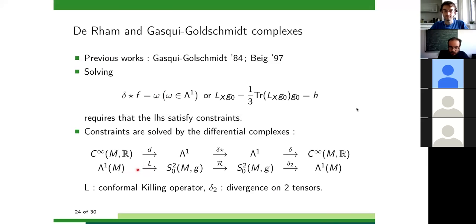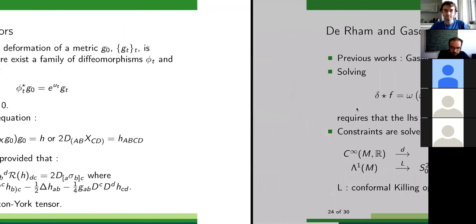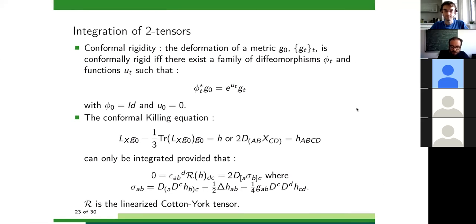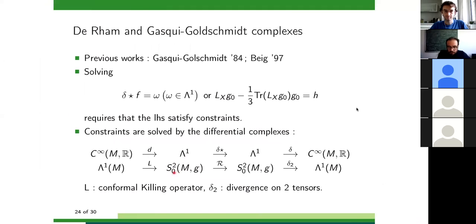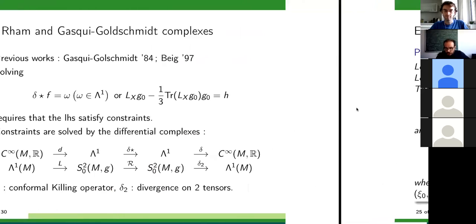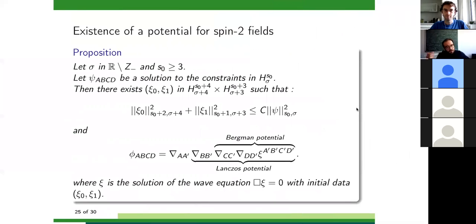Here we have our conformal Killing equation. Here, the spaces are symmetric tensors, traceless symmetric two tensors. Here we have the linearized Cotton-York, and here we have the two divergence. Yes, the conformal Killing operator is written here. Okay, and using this structure, you will have in an exactly similar fashion a representation of solutions of linearized gravity by Hertz potentials.